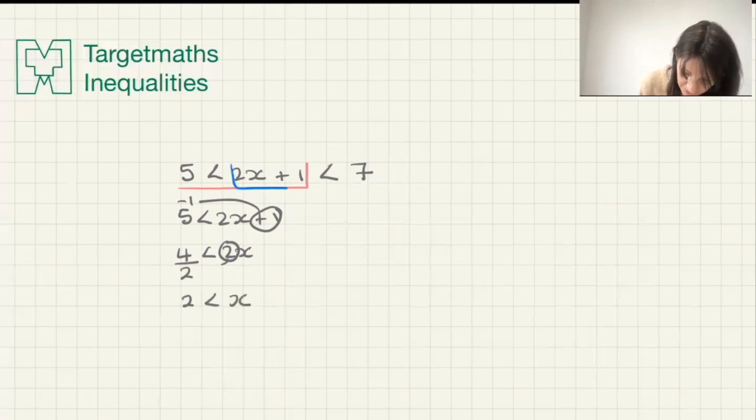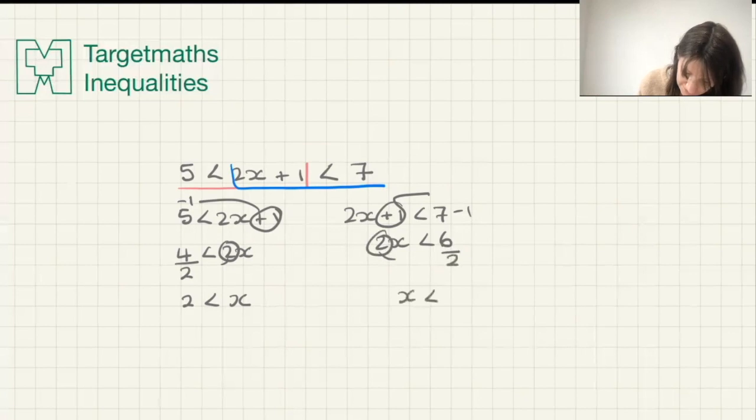Now going to work on this one, which is 2x plus 1, it's less than 7, minus 1, and I've got 2x, and sorry, my brain is jumping to the answer again. And then divide through by 2, and you've got x less than 3.